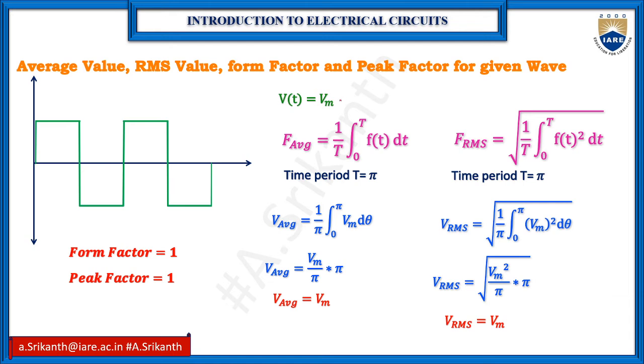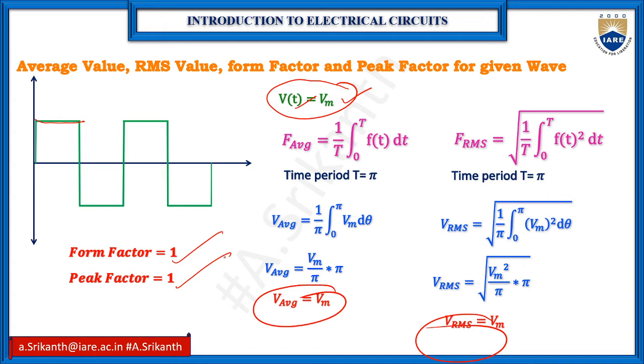Coming to the square wave, as I said, first we need to write the equation. For the square wave, it's a straight line. There is no time dependent variable; it's time independent. So we have the Vm value only. For average it is the same Vm and for RMS also the same Vm. So the form factor and peak factor are unity for the square wave.